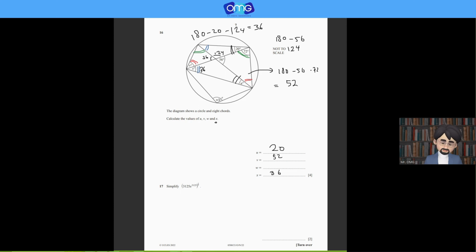And w is the problem here. What is w? We can see a quadrilateral in the circle here, where we know that this plus that must be 180. So to find w is simply 180 minus 72, which gives 108 degrees, and that's the answer for all of this.